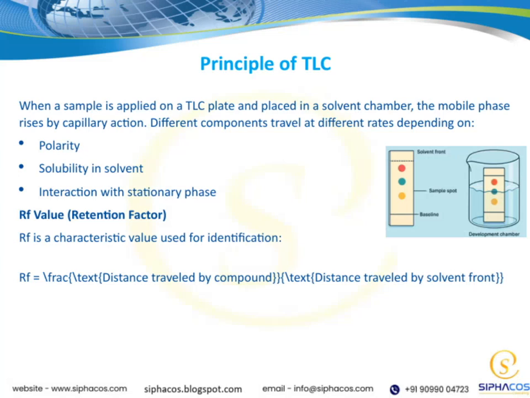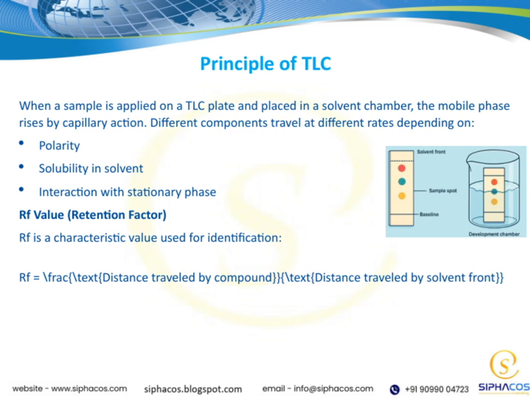analysis. Let's talk about the principle of TLC, or thin layer chromatography. When you apply a sample onto the TLC plate and place it in a solvent chamber, the mobile phase starts to rise through capillary action. This movement is what separates the components of your sample. Now, these components don't all travel at the same speed. Their rates depend on a few key factors. First, polarity plays a big role. More polar compounds tend to interact differently with the stationary phase compared to nonpolar ones. Second, solubility in the solvent can influence how far they travel. And third, how they interact with the stationary phase itself affects their movement.